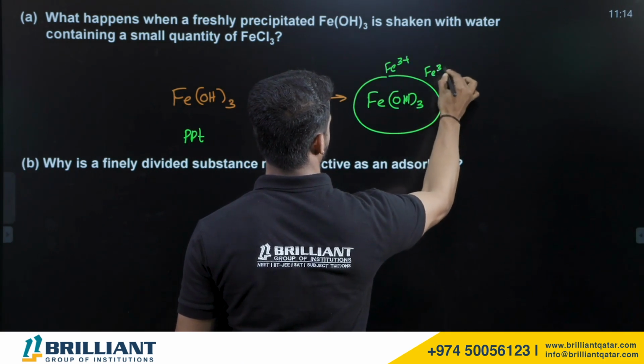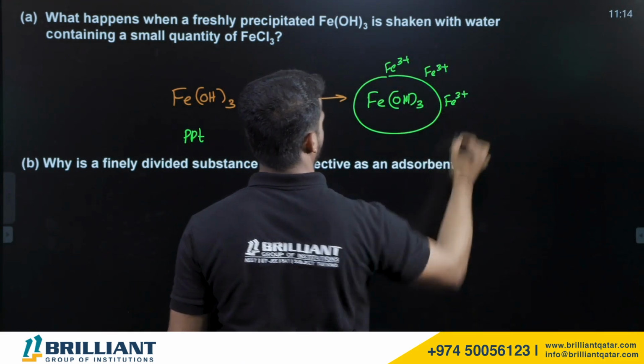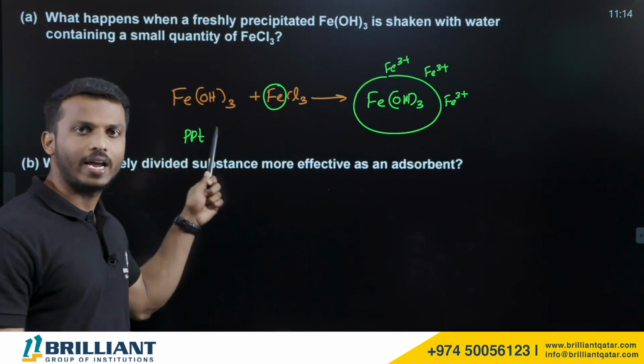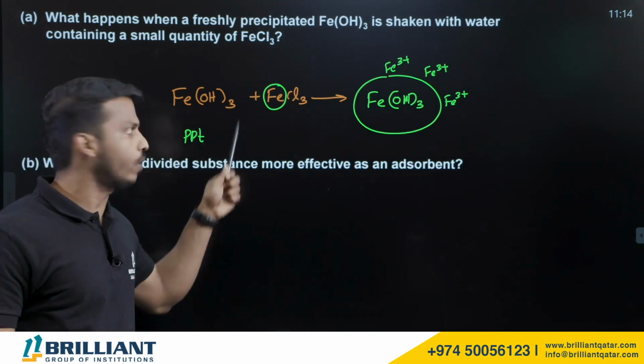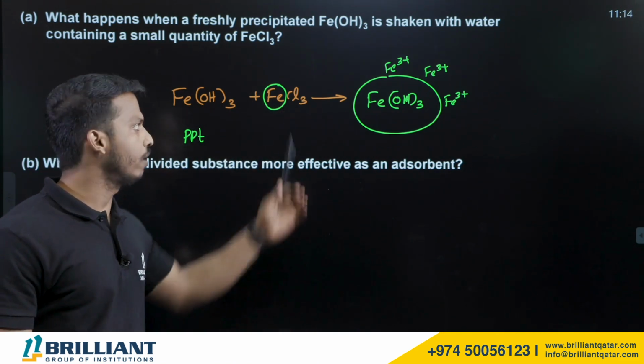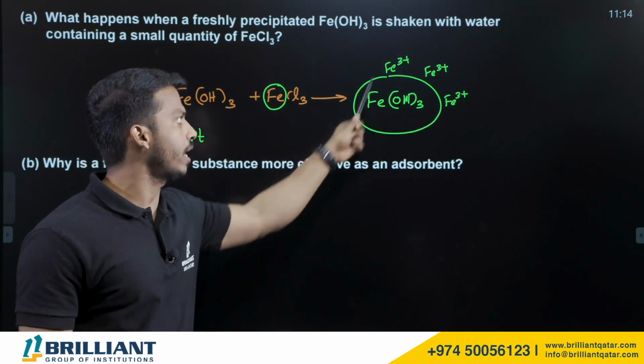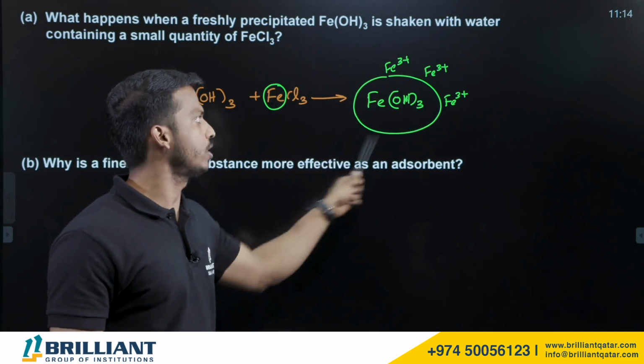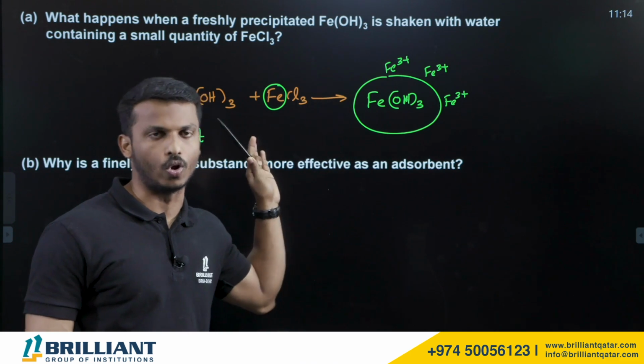Fe3+ ion, a positively charged colloid. So dear all, let me conclude. Fe(OH)3 is actually a precipitate. When you treat it with FeCl3, it will form a colloid of Fe(OH)3, which is adsorbed by Fe3+ ions from FeCl3. So overall the charge of the colloid is positive.